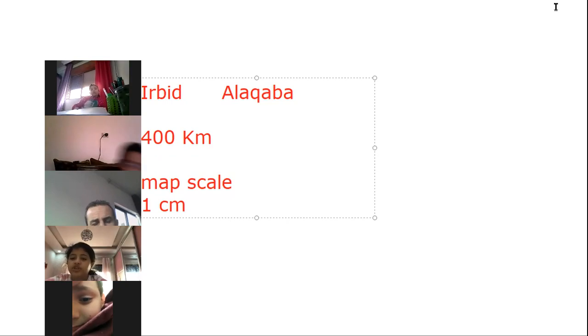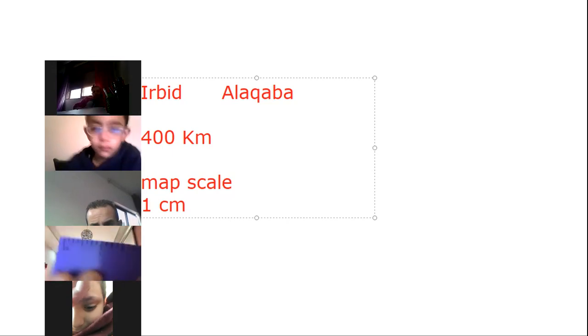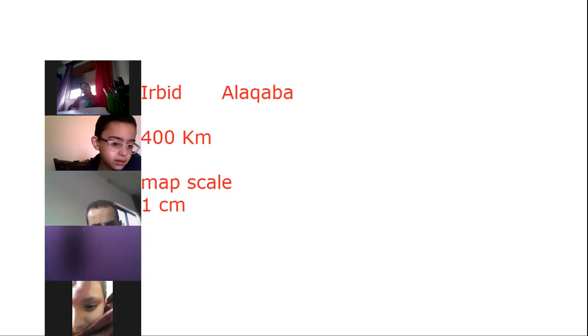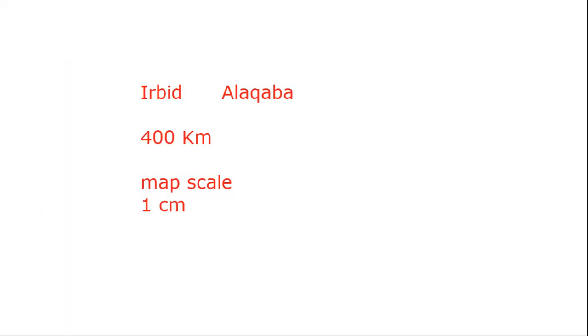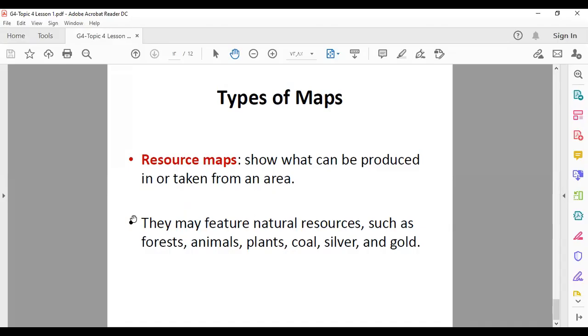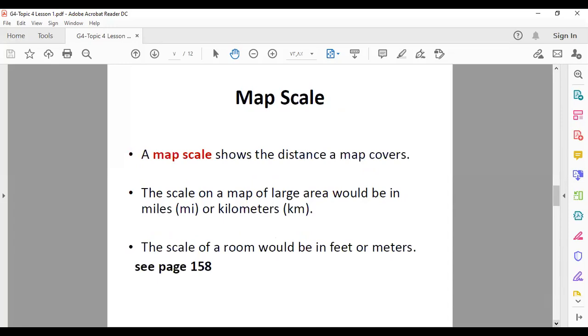Okay. Regarding the map scale, we don't want to waste time on the revision. The map scale, you have to know that it's talking about the distances. I want you to know that. Wait a bit. Map scale shows the distance a map covers. Okay, now we're going to move on to lesson topic 3, okay? Topic 3.